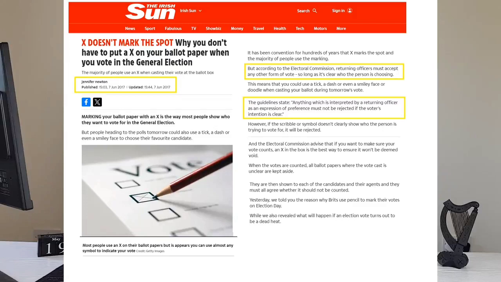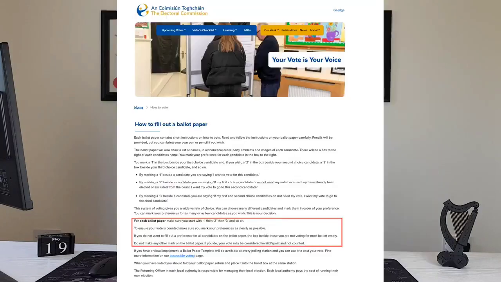That said, I could not locate the official guidelines confirming this, but what I did locate was guidance from the Electoral Commission website which states the following. For each ballot paper, make sure you start with 1, then 2, then 3 and so on. To ensure your vote is counted, make sure you mark your preference as clearly as possible. If you do not want to fill out a preference for all candidates on the ballot paper, the box beside those you are not voting for must be left empty. Do not make any other mark on the ballot paper. If you do, your vote may be considered invalid or spoiled and not counted.